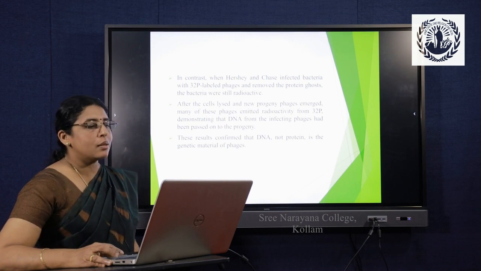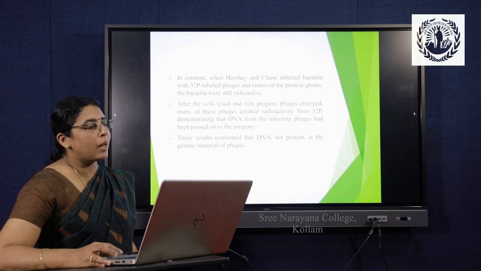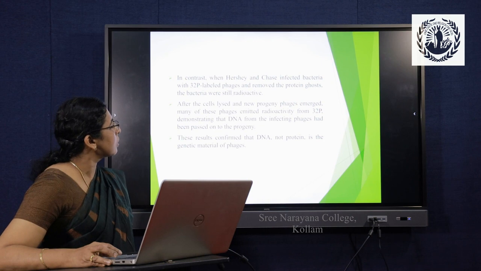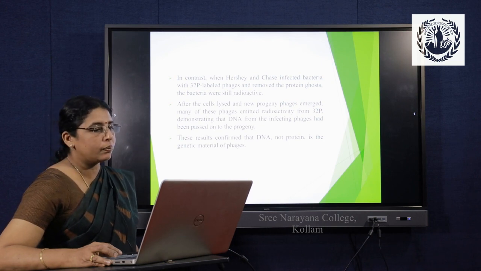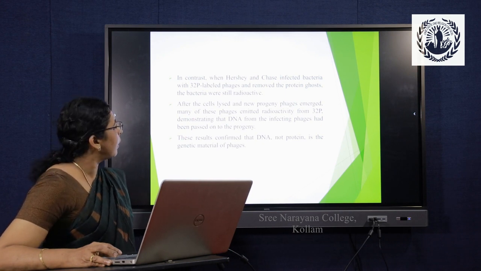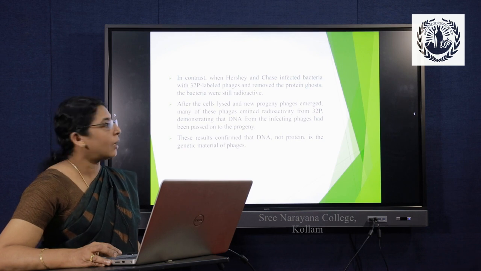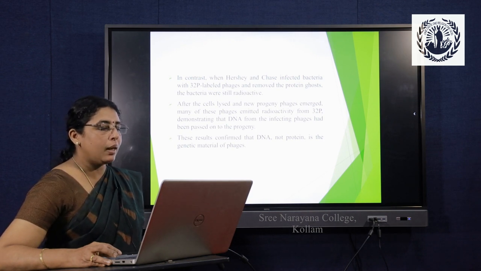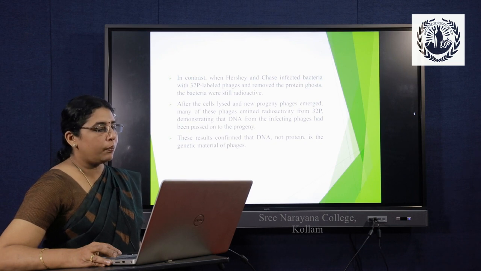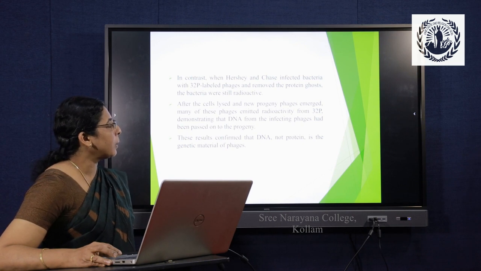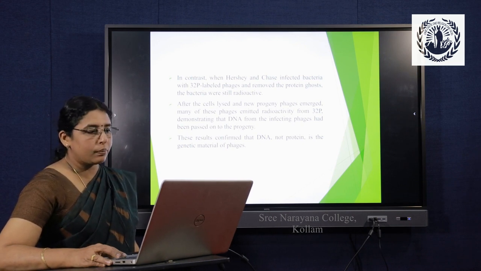In contrast to this, when Hershey and Chase infected bacteria with the P32 labeled phages and removed the protein ghosts, the bacteria were still radioactive. After the cell lysed and new progeny phages emerged, many of these phages emitted radioactivity from P32. It proves that DNA from the infecting phages had been passed on to the progeny. These results confirmed that DNA is the genetic material, not the protein.